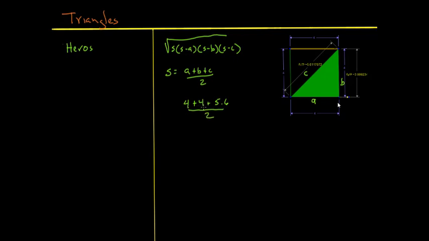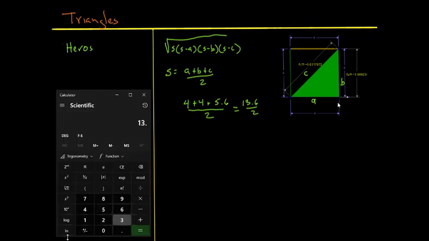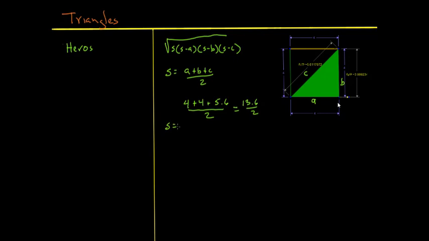So 4 plus 4 is 8, plus 5.6 more is 13.6. So we've got 13.6 divided by 2, and that's going to give us S. So 13.6 divided by 2 is going to be 6.8. So S equals 6.8. Now we need to go back to our equation.